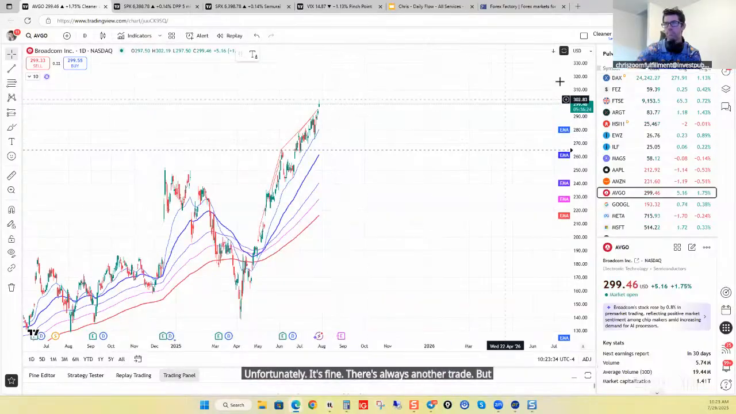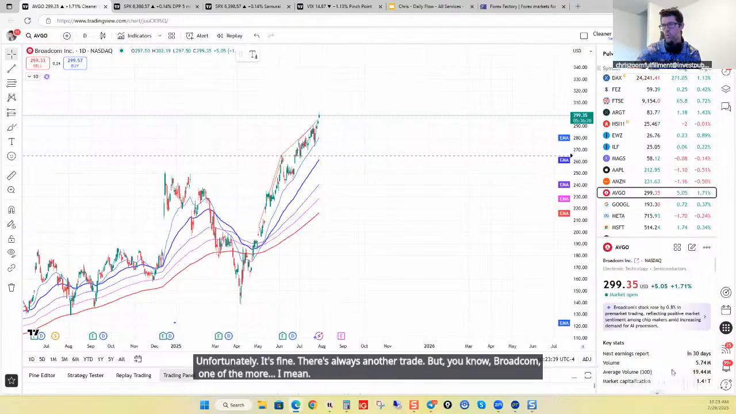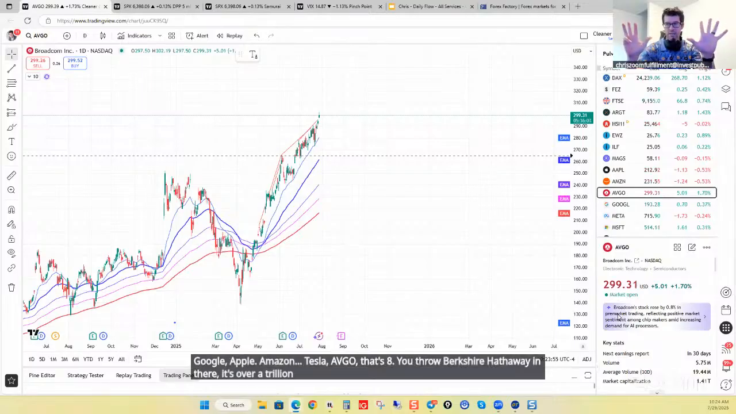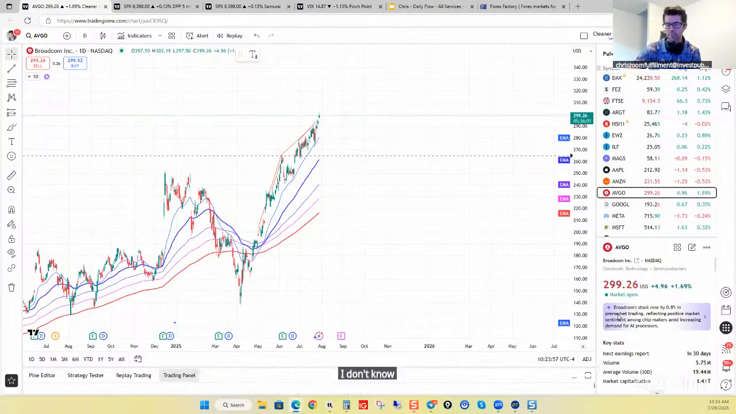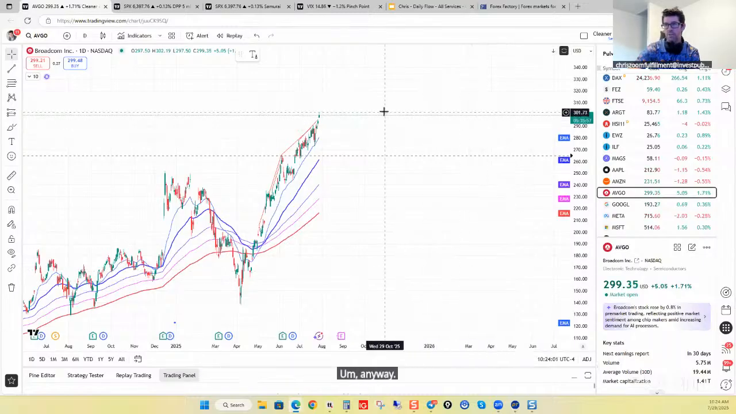But Broadcom, one of the more, I mean, this has to be now 1.41 trillion. This has to have eclipsed something. You have Nvidia, Microsoft, Meta, Google, Apple, Amazon, Tesla, AVGO, that's 8. You throw Berkshire Hathaway in there, it's over a trillion. That's 9. I don't know what the 10th is. I don't know what I'm missing. Anyway, your top 10 is still just doing really well.